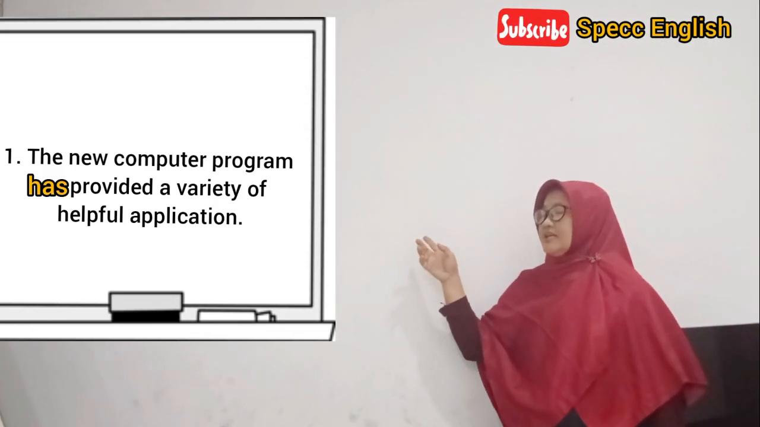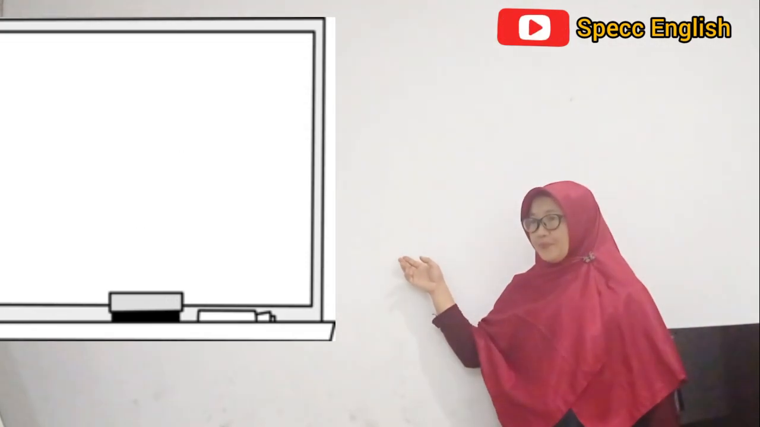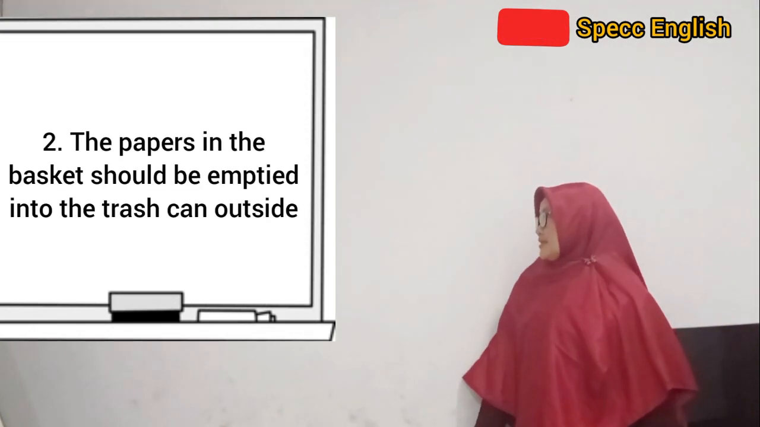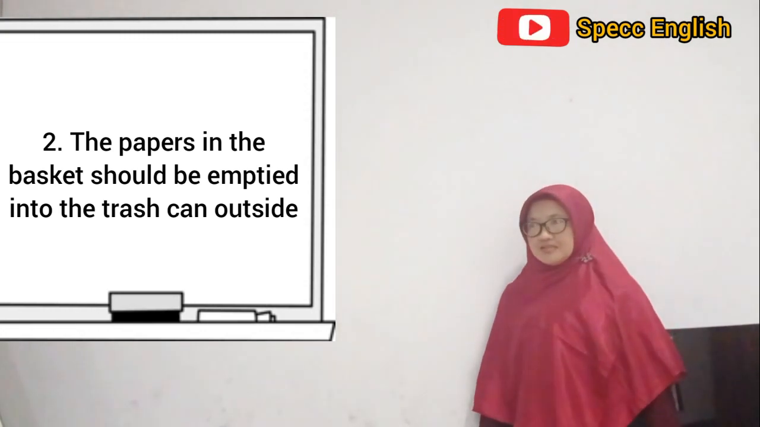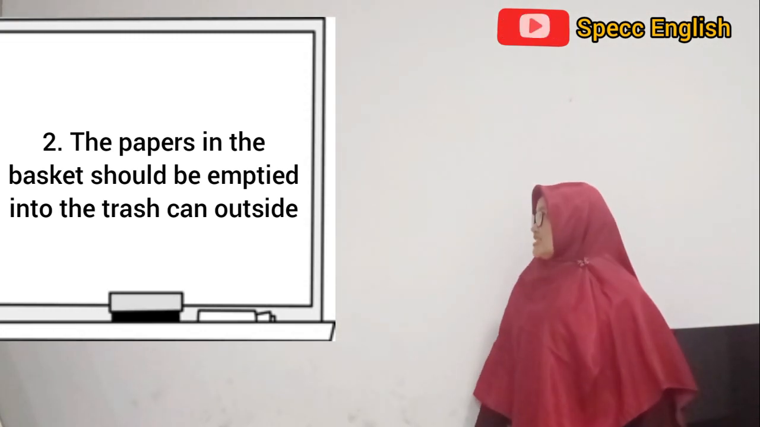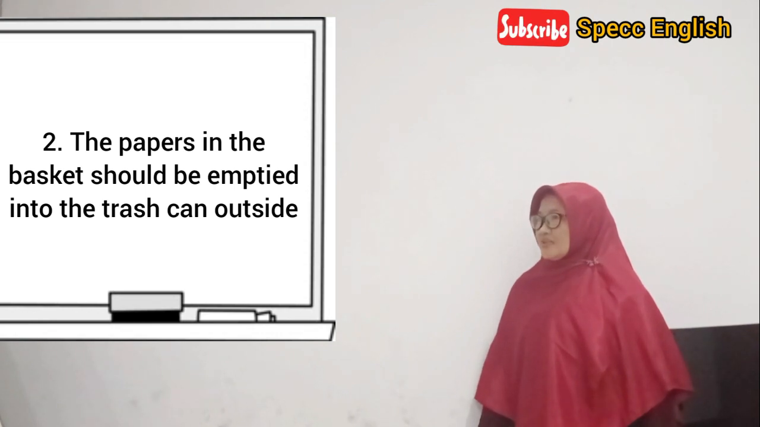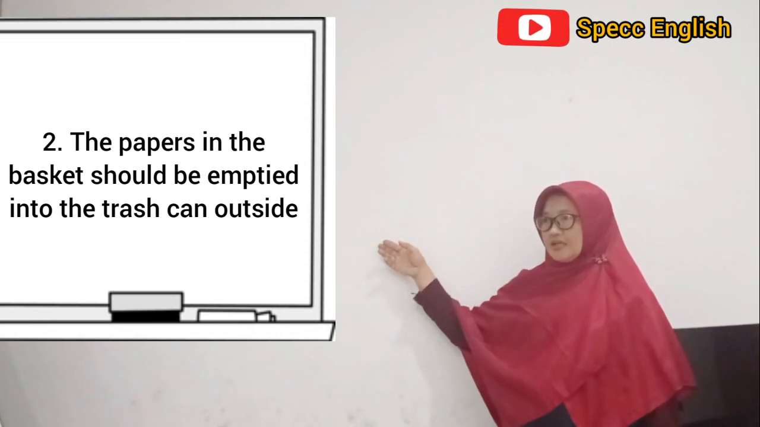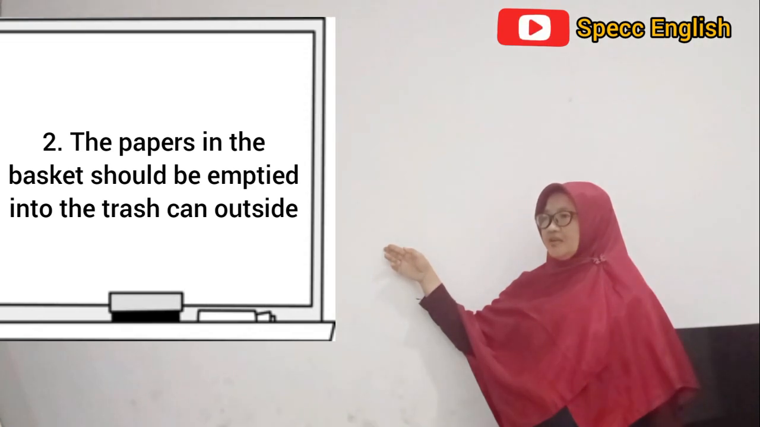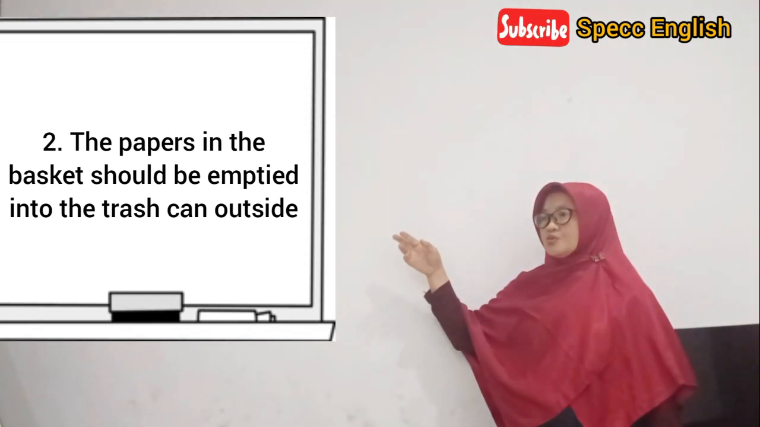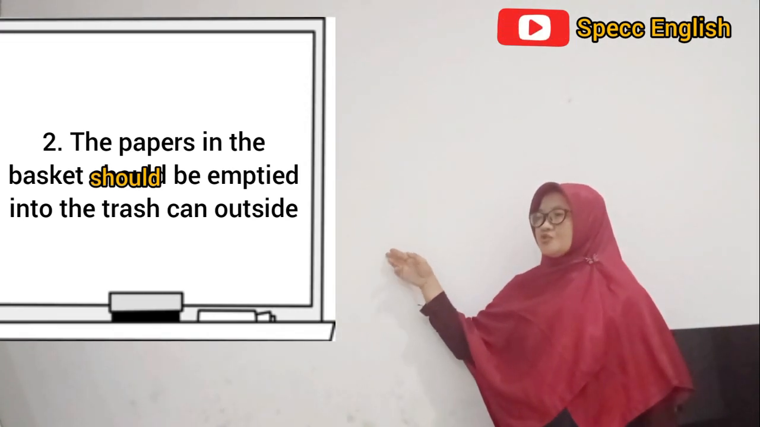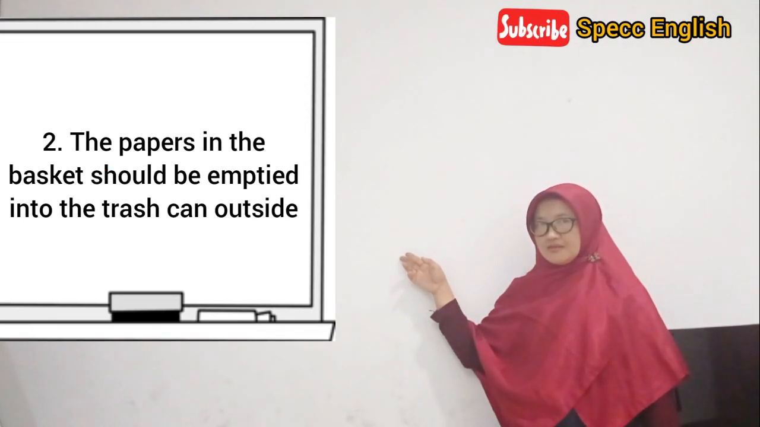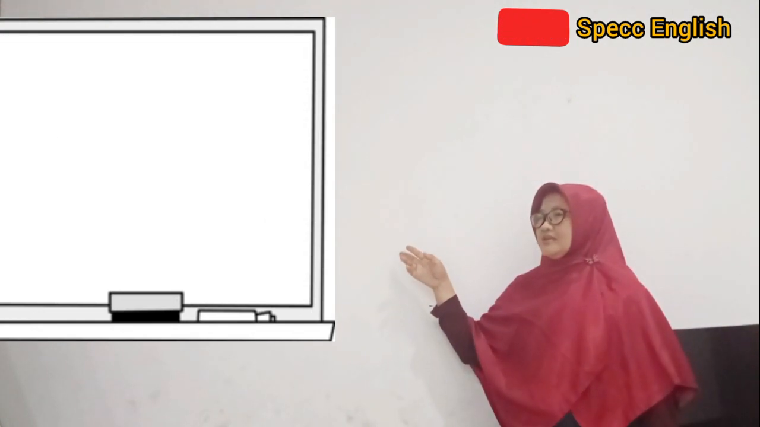Okay, now let's see the second example. The papers in the basket should be emptied into the trash can outside. Which one is the verb of the sentence? Look once again at the characteristics. Okay, so what do we have here? Right, so we have should. Okay, so the verb is should be emptied. Right, and then let's directly come to the third example.